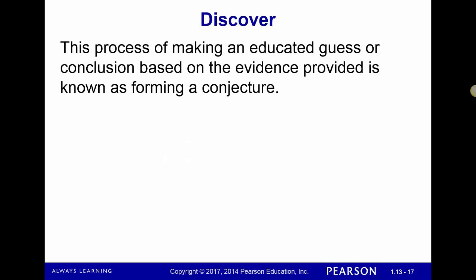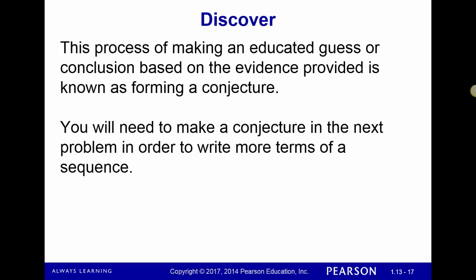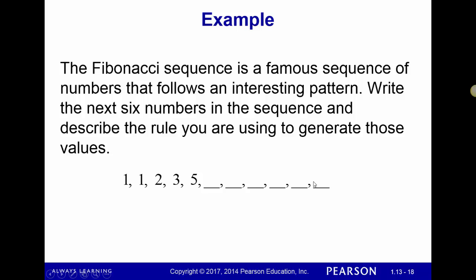The process of making an educated guess or conclusion based on the evidence provided is known as forming a conjecture. You will need to make a conjecture in some of the problems in this section in order to come up with the terms in the sequence.